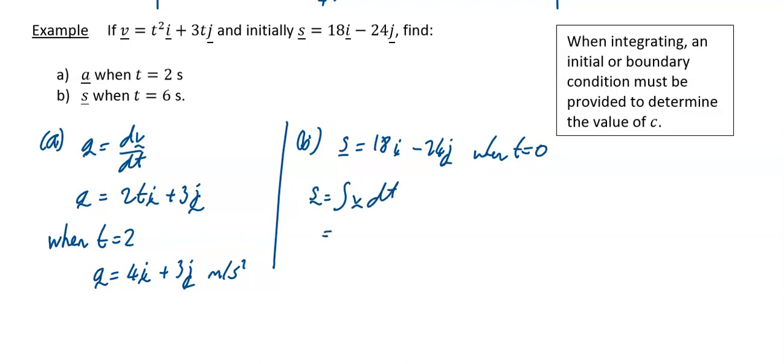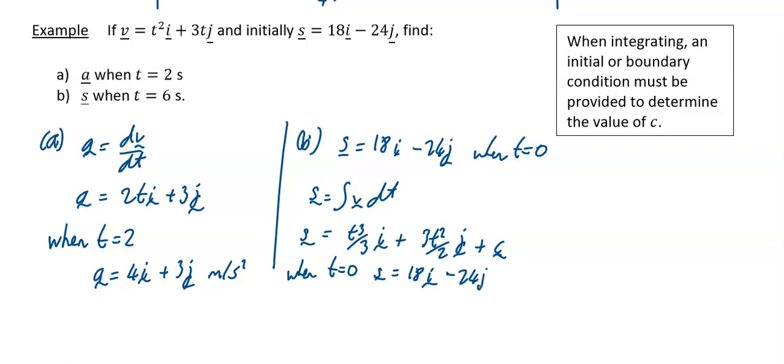So you've got your v, and if you integrate it, what you're going to get for your s is going to be t cubed over 3 i plus 3t squared over 2 j plus some vector constant c, because it could have i parts and it could have j parts. We don't know. It's not necessarily going to just be a 6 or whatever. We need to find that out. But we know that when t is equal to 0, s is equal to 18i minus 24j. Therefore, 18i minus 24j is just equal to your vector c.